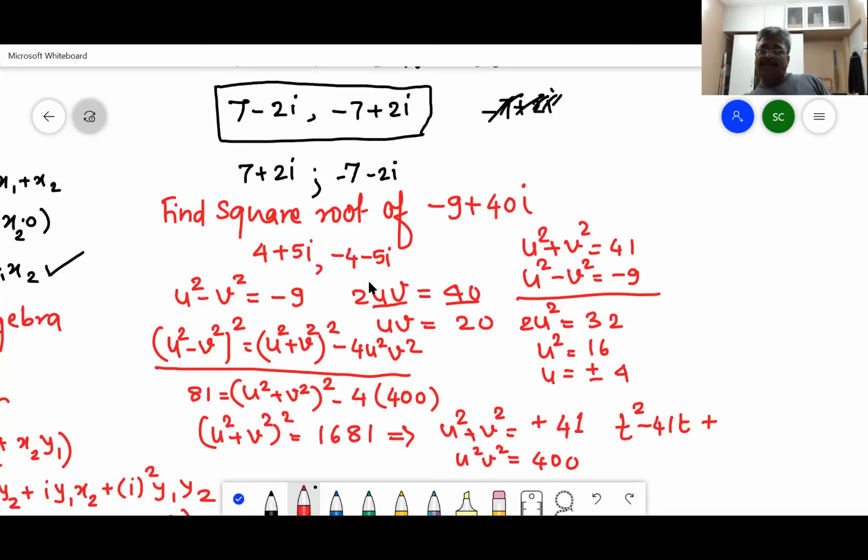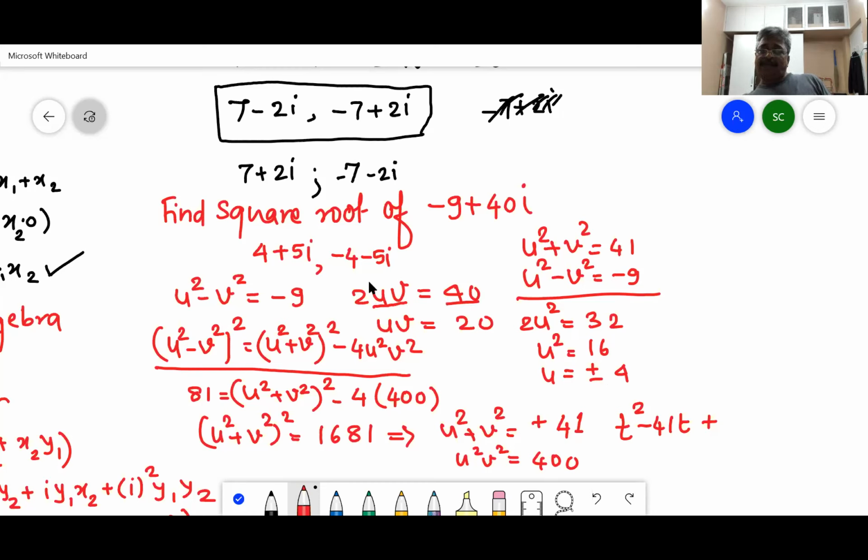So if you are taking plus 4, then v is equal to plus or minus 5. So 4 plus 5i, or minus 4 minus 5i. So you have to remember both these conditions and work around that. Is it clear now? Shall I give you the next example? But it is good that we have solved it.